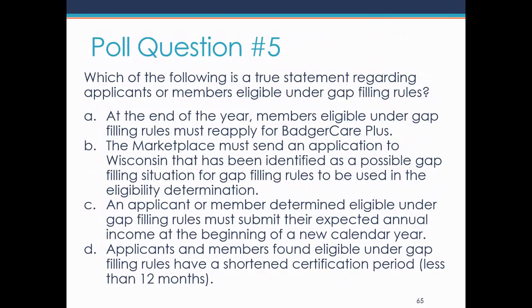We're counting down on time here, so I'm going to go ahead and give you the answer. The answer is C. An applicant or member determined eligible under gap filling rules must submit their expected annual income at the beginning of a new calendar year, although verification of the next year's income is not required.